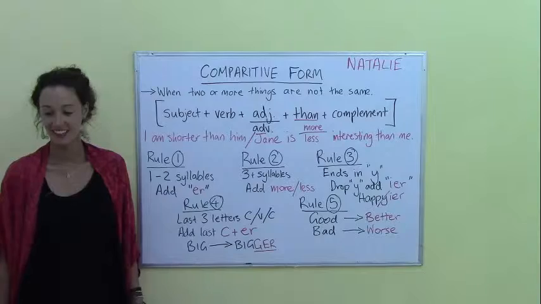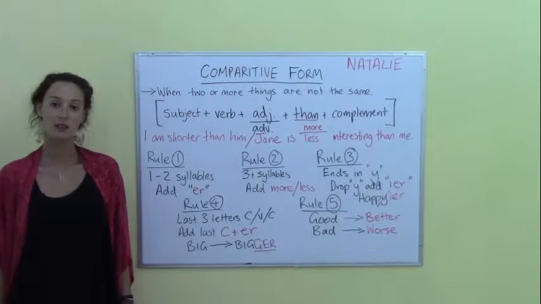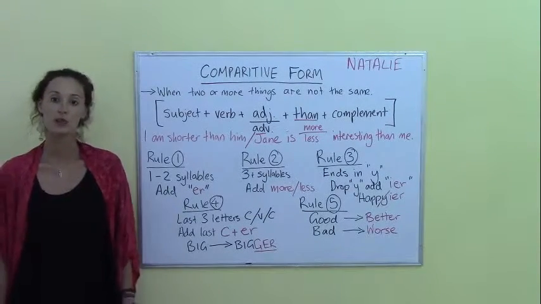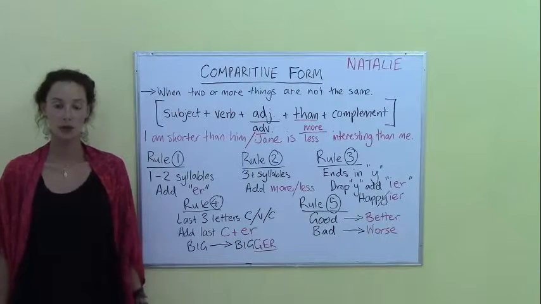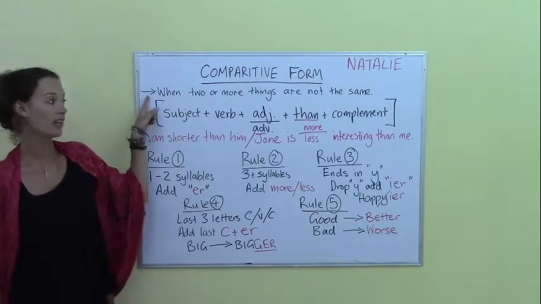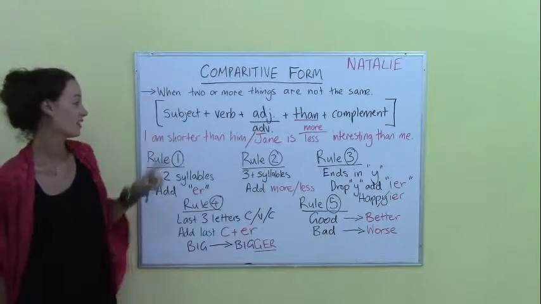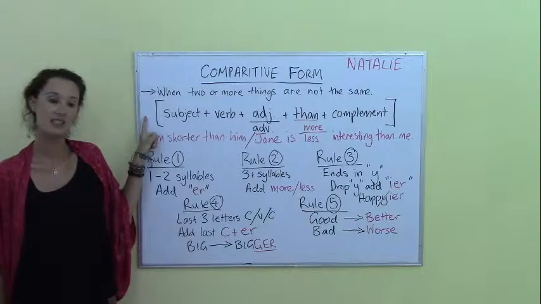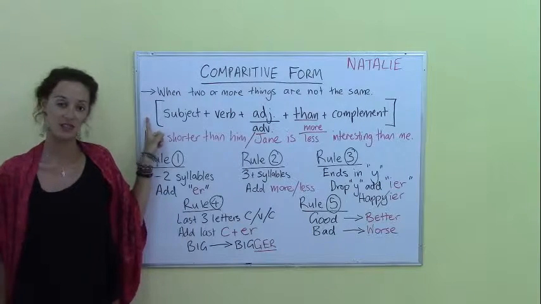The comparative form is used when you are comparing two or more things, people, places, animals that are not the same. They are different. So when two or more things are not the same, this is how you form a sentence when using the comparative adjectives and adverbs.